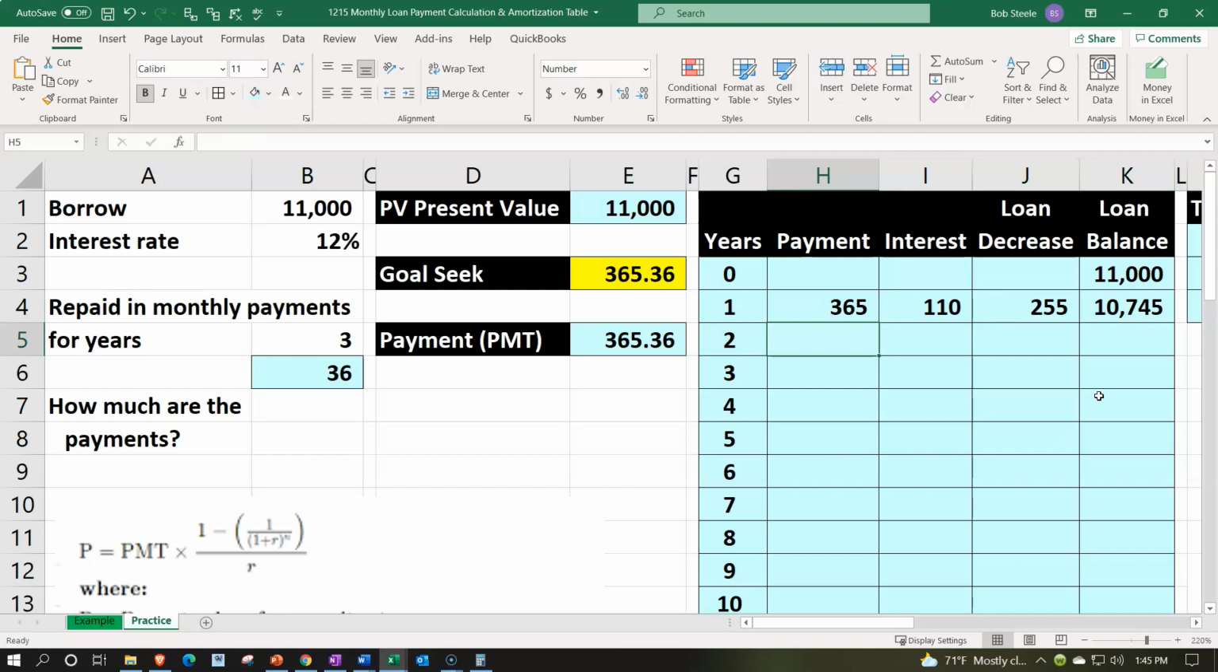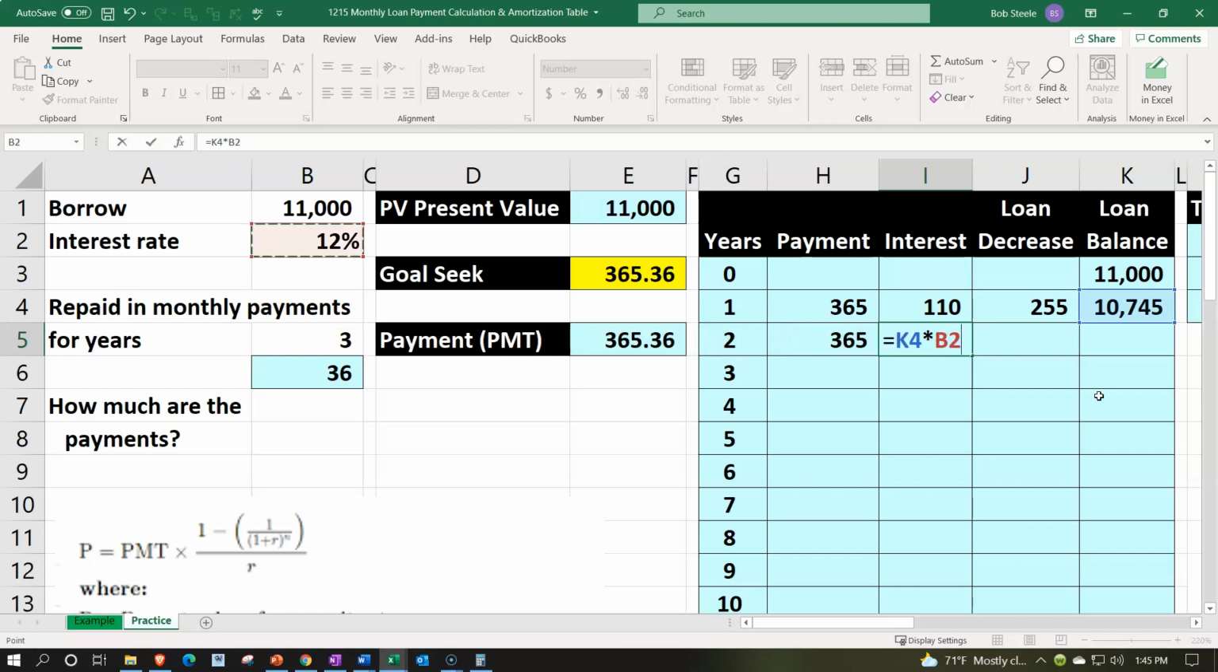All right, let's do it a couple more times, and then we'll auto-fill it down. Don't worry, we won't do this the whole way down. We'll just do it a couple more times here. So this is going to be the 365. The interest is going to be equal to the new balance of the 10,745 times the 12%, but that's the yearly rate. So we have to divide that by 12 to get to the monthly amount.